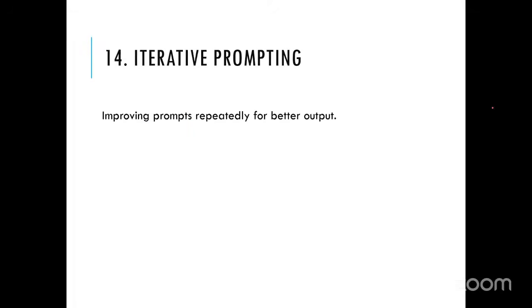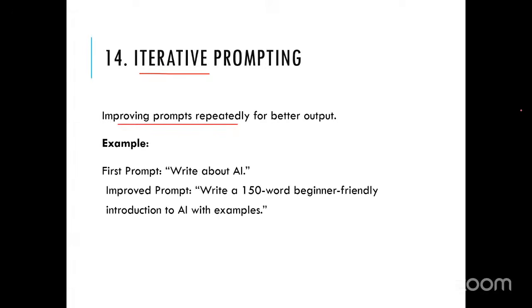Okay, fine. Iterative prompting. So you understand this word very clearly: improving prompts repeatedly for better output. Let us see how it is. First, I'm giving the prompt like, write about AI. AI is responding to the request, but I'm not satisfied with that. So this is my first prompt.